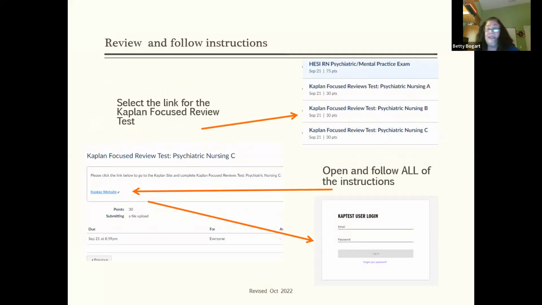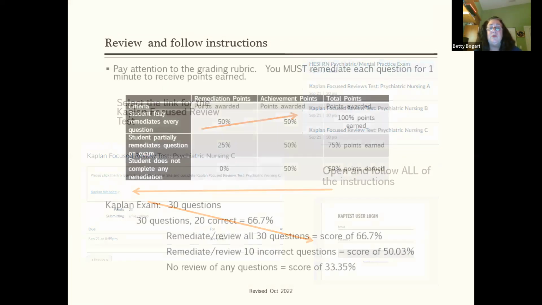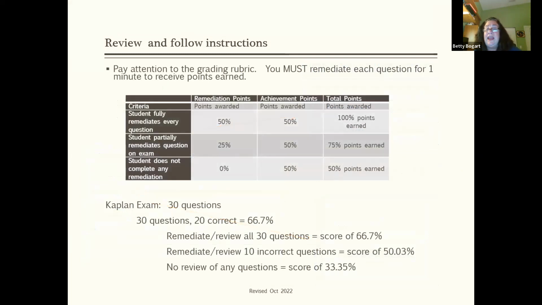Kaplan, do not send it to me. I do not want screenshots. I have to go in and look at it, okay? Just remember, you must remediate every question. If you got 100 that you earned, no remediation, you'll get a 50.